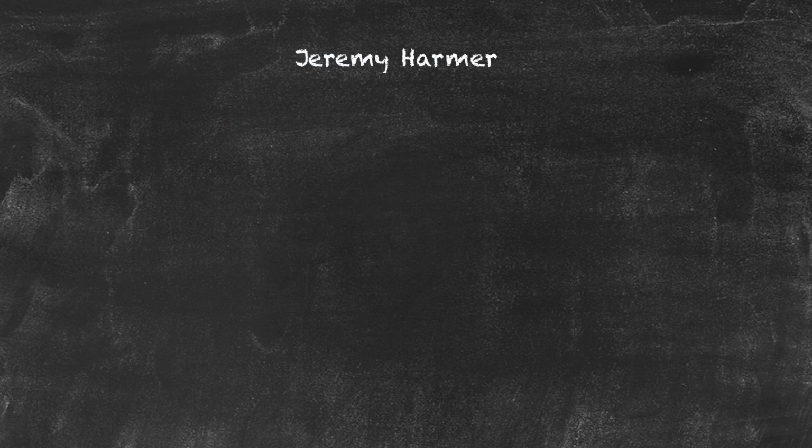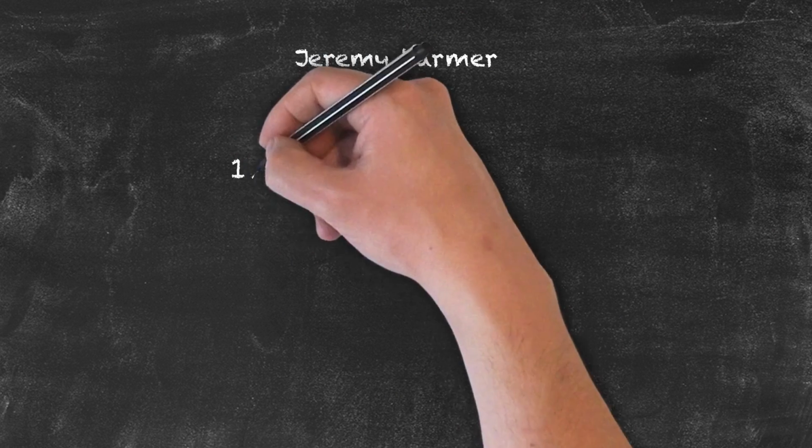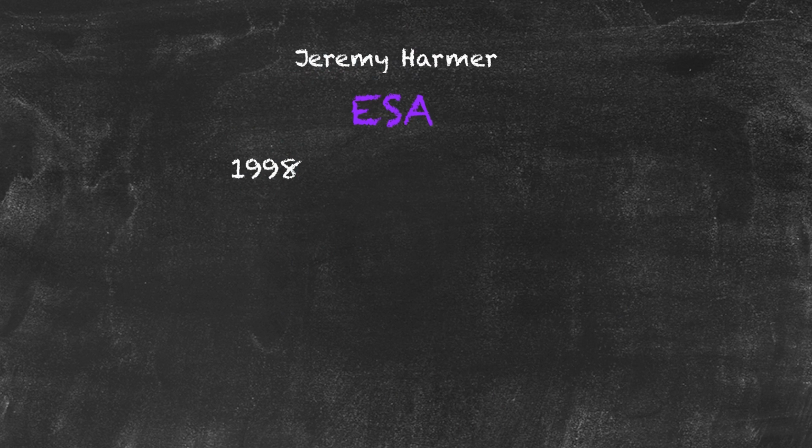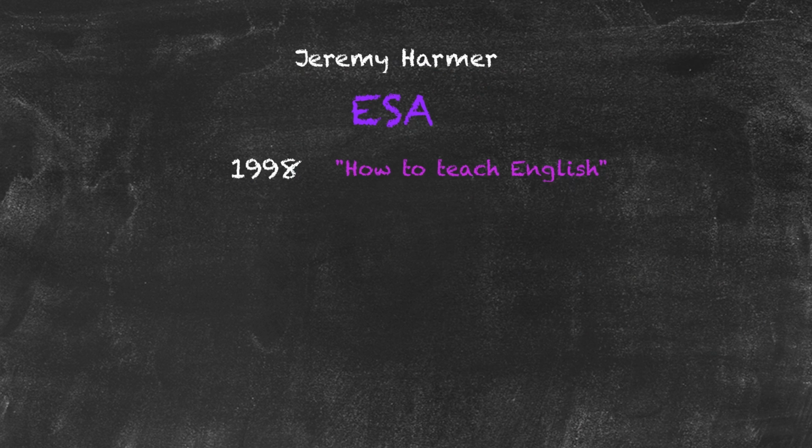...credited to Jeremy Harmer, and it's known by the letters ESA. Around 1998, Jeremy Harmer produced a book called How to Teach English. And basically what Harmer did as a background to this book is to do what we have done today and to work through all of the different methodologies that have come about over the last 300 years.